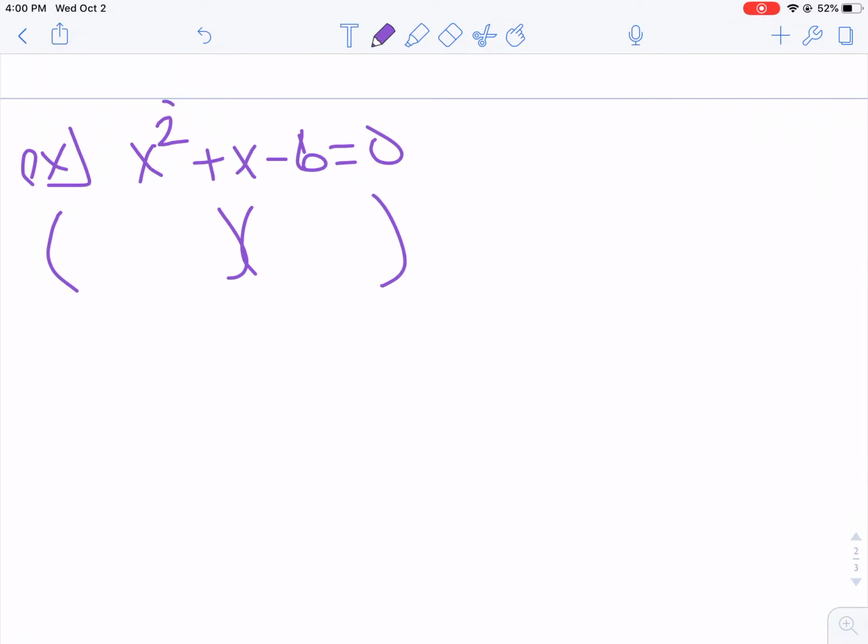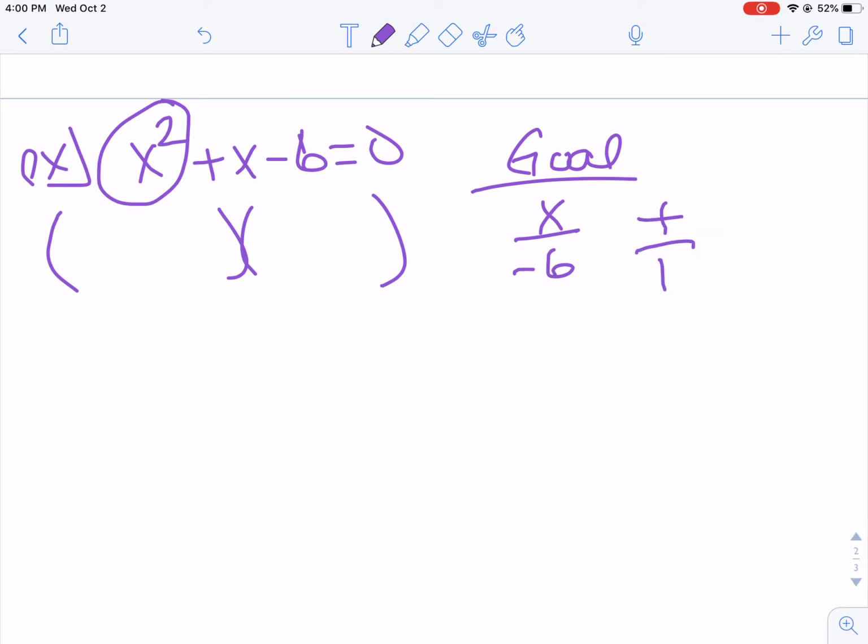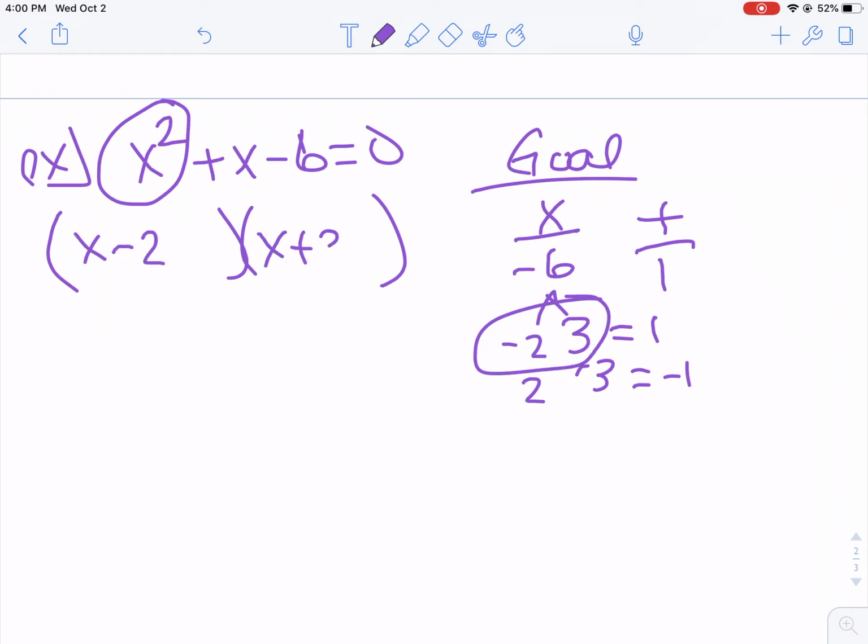Since it has 3 terms and the x squared term doesn't have anything in front of it, we're going to use goal numbers. The goal is I want to multiply two things to -6 but add to 1. So it's going to be -2 and 3, or 2 and -3. If I add these two, I get 1. If I add these, I get -1. So it's these two. So I get x minus 2, x plus 3 equals 0. So we have factored now.